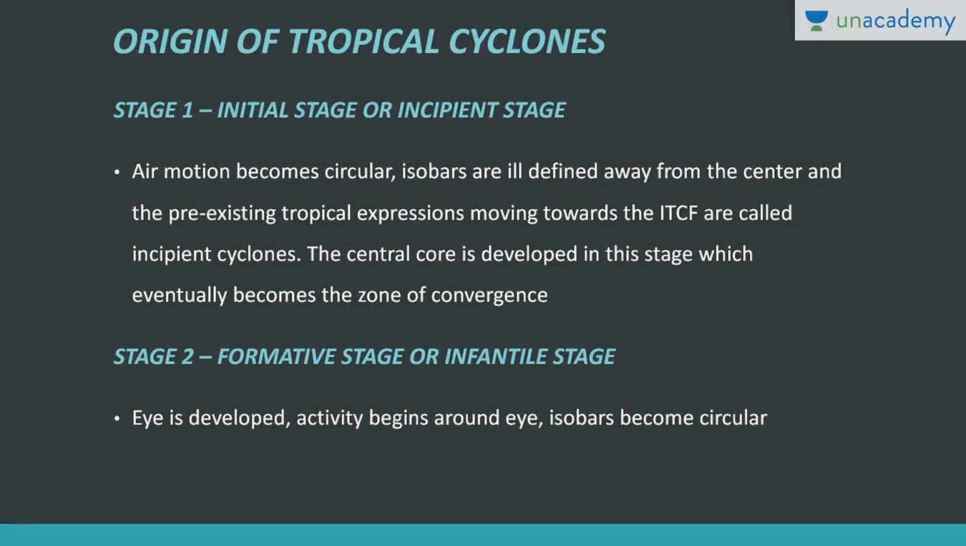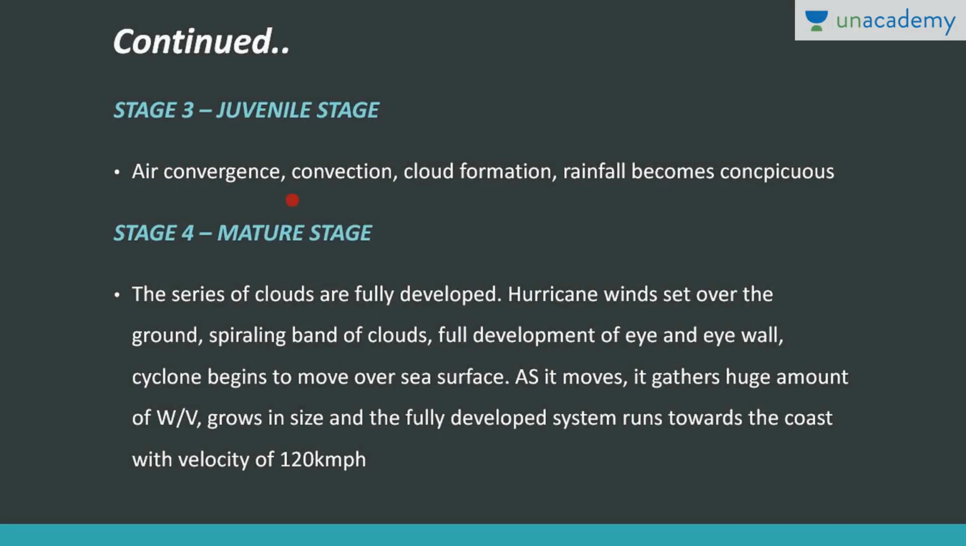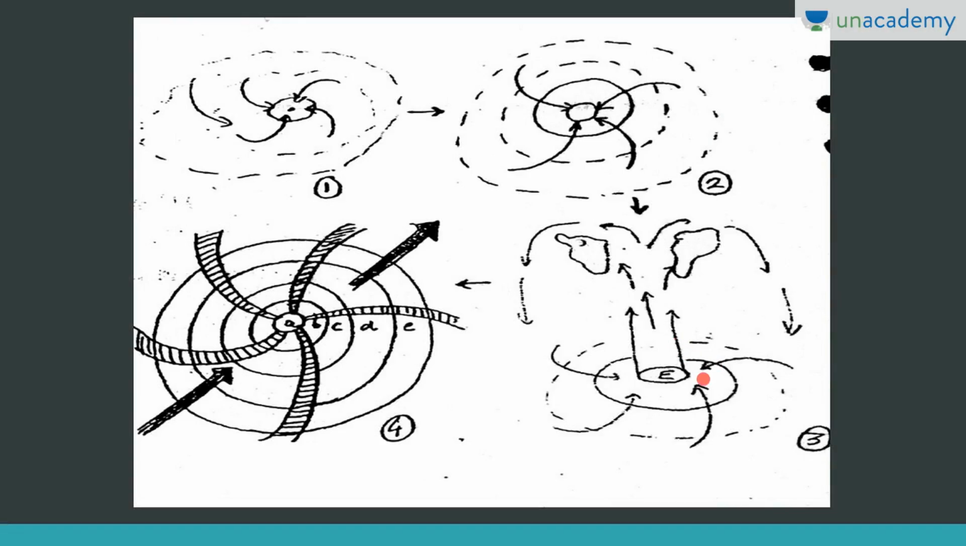Now in the third stage, that is the juvenile stage, air convergence, convection, cloud formation, and rainfall all become conspicuous. You can see in this diagram the convection is taking place, then cumulonimbus cloud formation is taking place, and the winds are descending at the periphery, so gradually it is becoming mature.